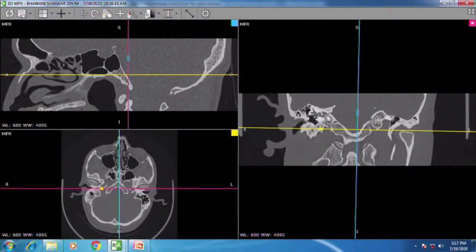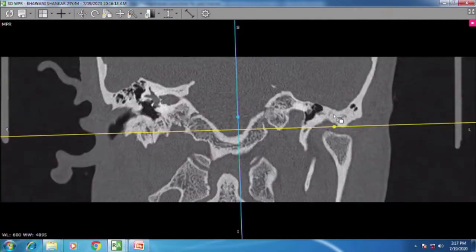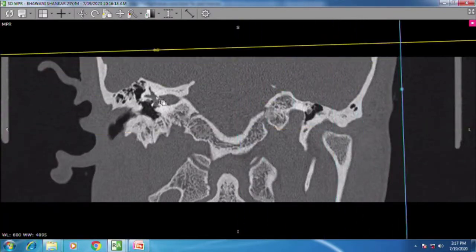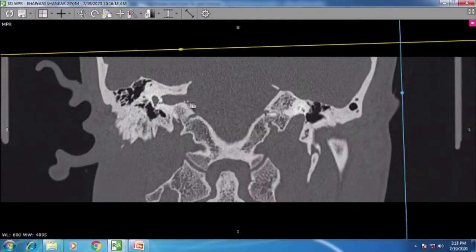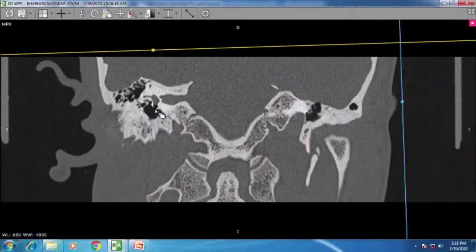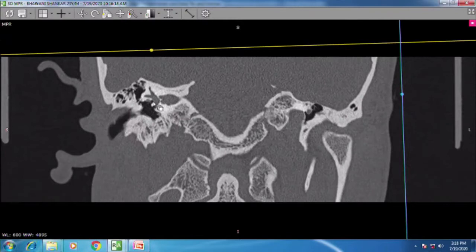Now how to see? See the vestibule. Let me enlarge. Can you see the vestibule here? This is a superior canal, this is lateral canal, and this is intra-auditory meatus. See that? And this is the round window. And here is the oval window.